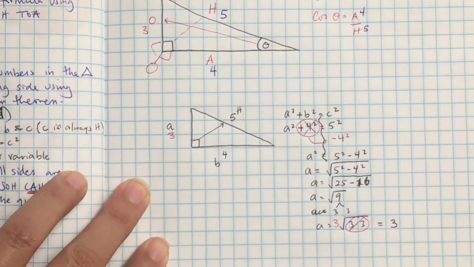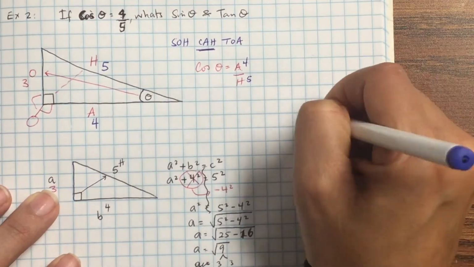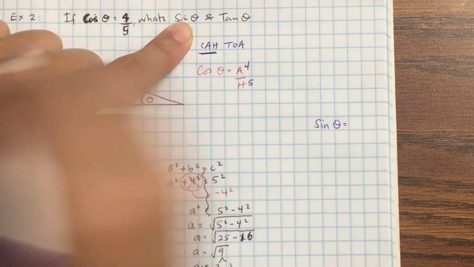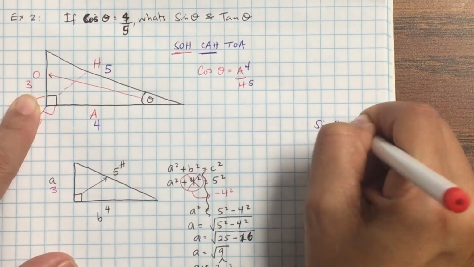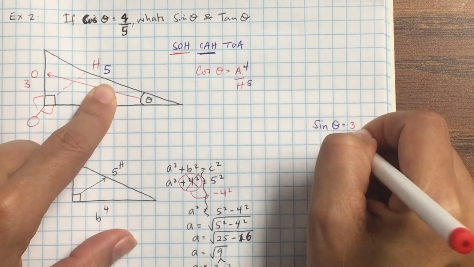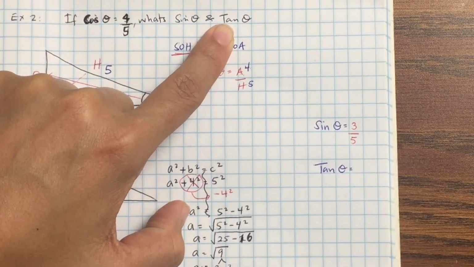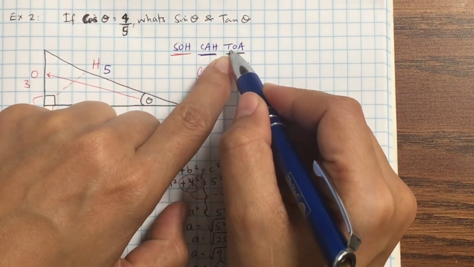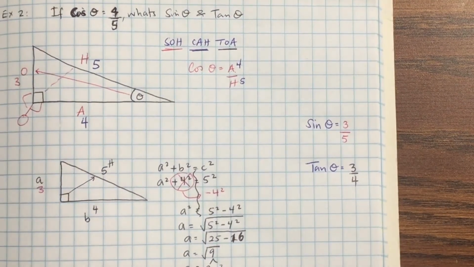So sine of theta is, this is a listening check, color in both the answers that I'm about to write in. Opposite over hypotenuse. So go find opposite, 3, over hypotenuse, which is 5. Tan of theta is opposite over adjacent. So what's opposite? Opposite is 3. And what's adjacent? 4. And that's it.